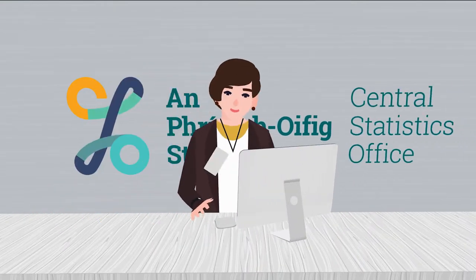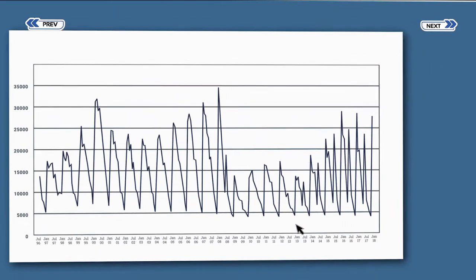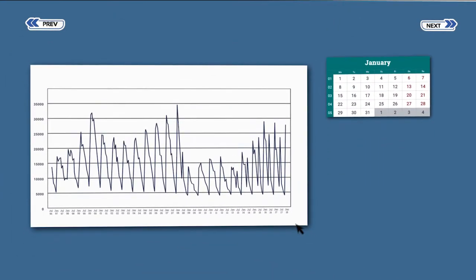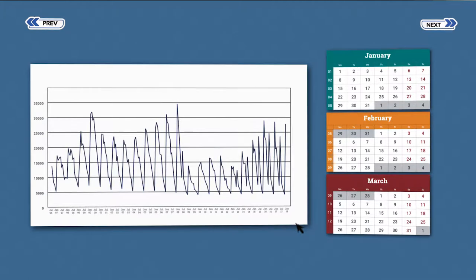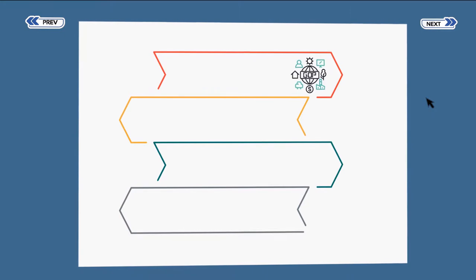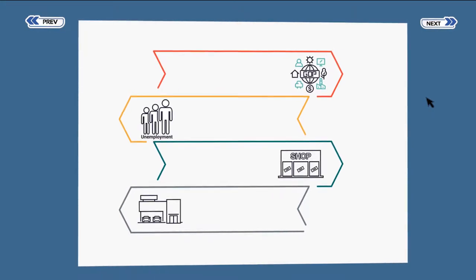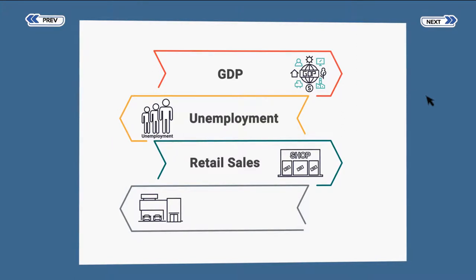Many of the most prominent statistics by the Central Statistics Office are based on data collected at regular monthly or quarterly intervals. Data collected at regular intervals are called time series data. Examples of time series statistics produced by the CSO are quarterly GDP figures, monthly unemployment figures, monthly retail sales figures, monthly car sales, and monthly inflation.